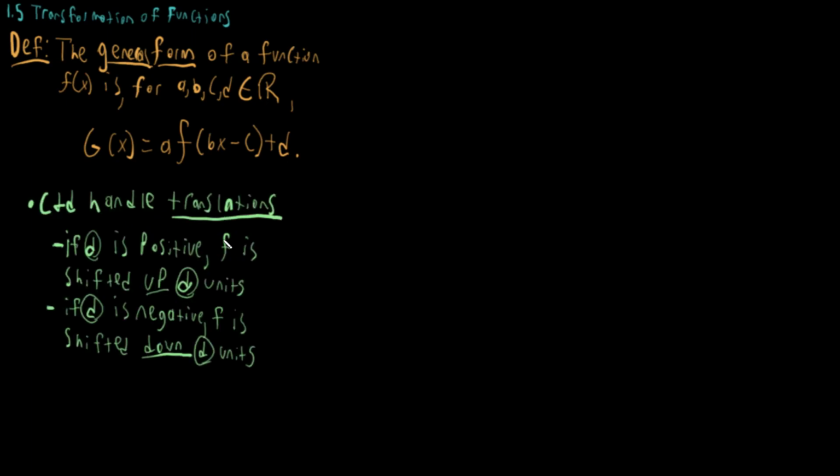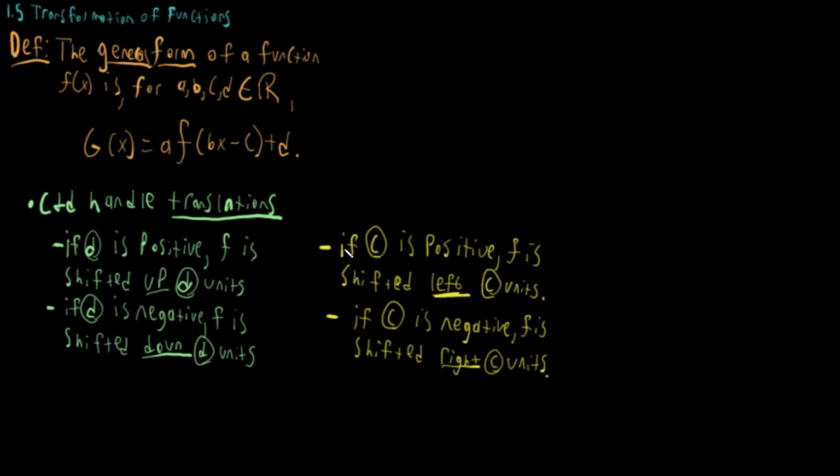So c and d handle translations. If d is positive, that is this guy out here, then your original function f is shifted up d units. If d is negative, your f is shifted down d units. I'm going to go ahead and define c here. If c is positive, f is shifted left c units, and if c is negative, f is shifted right c units. So I'm going to pull up Desmos here real quick and go over this with you.